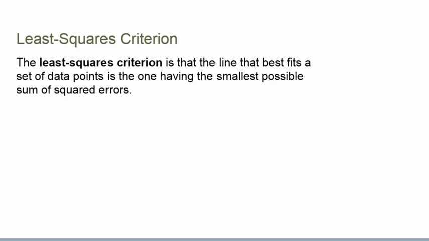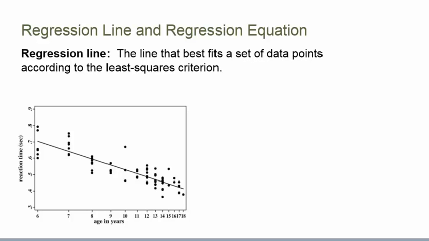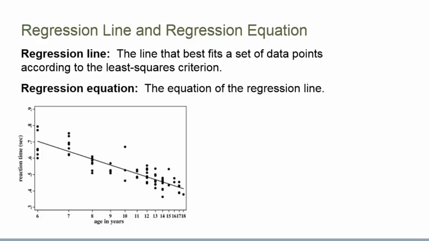Least squares criterion. The least squares criterion is that the line that best fits a set of data points is the one having the smallest possible sum of squared errors. Regression line and regression equation. Regression line, the line that best fits a set of data points according to the least squares criterion. Regression equation, the equation of the regression line.